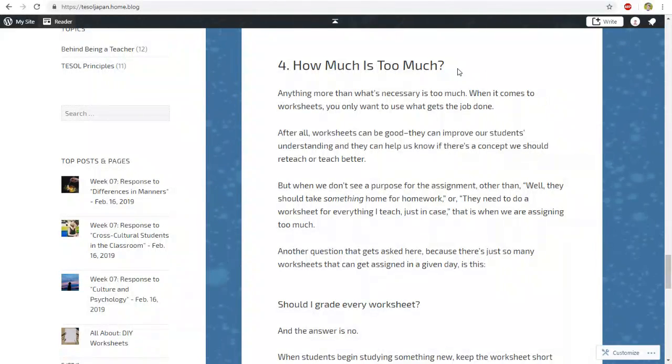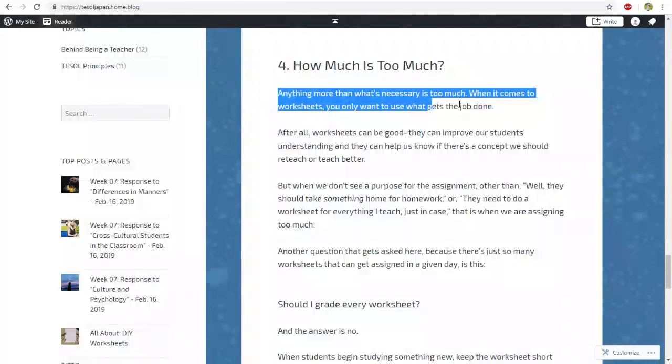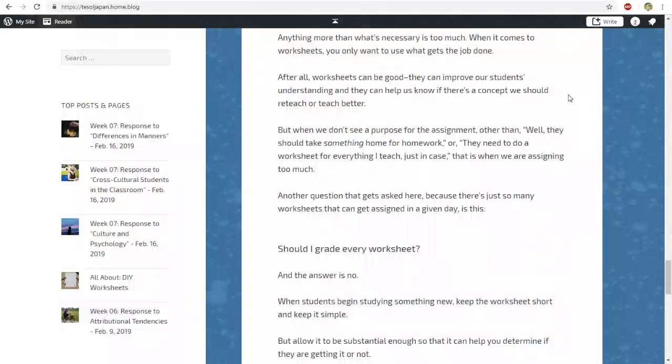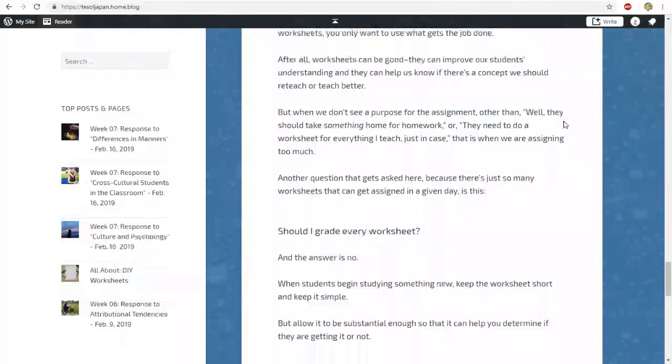So how much is too much? How many worksheets are too much? Well, let me suggest to you that anything more than what's necessary is too much. You just need what gets the job done. Worksheets can be good. They can improve our students' understanding, and they can help us know if there's a concept we should reteach or teach better.